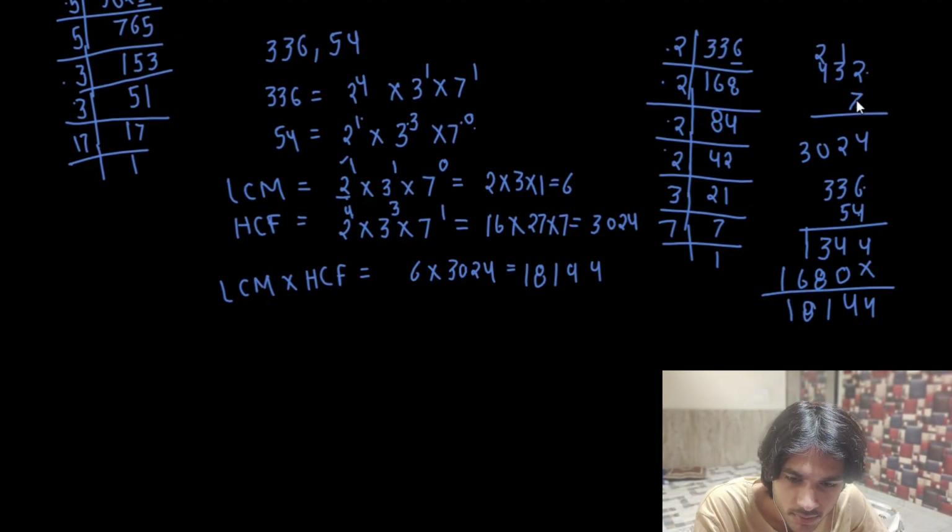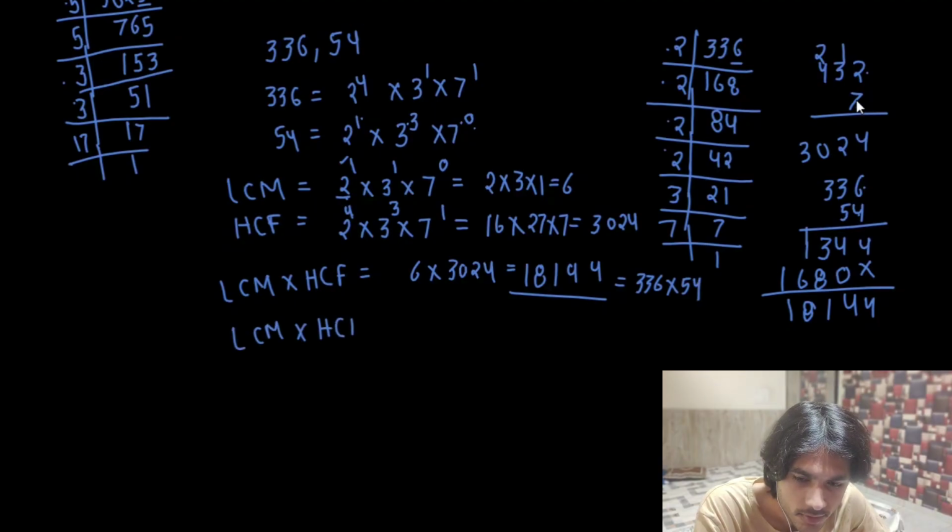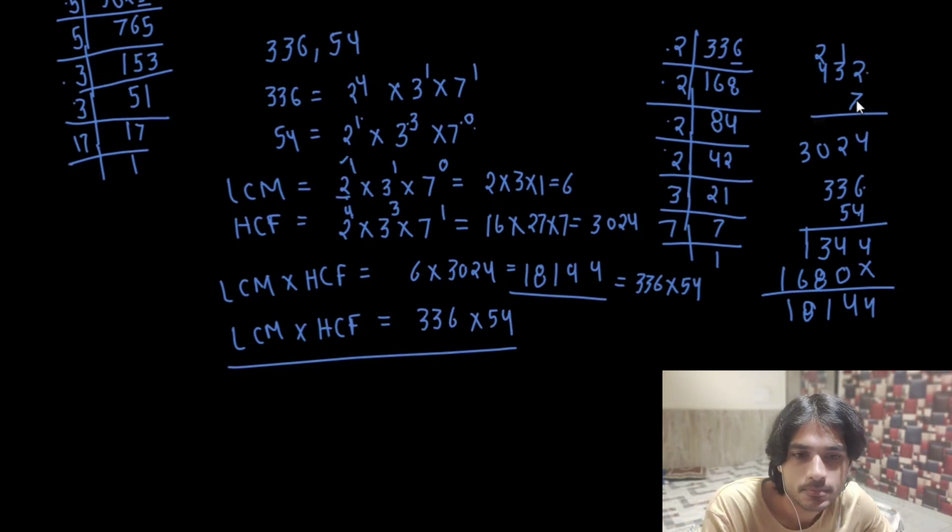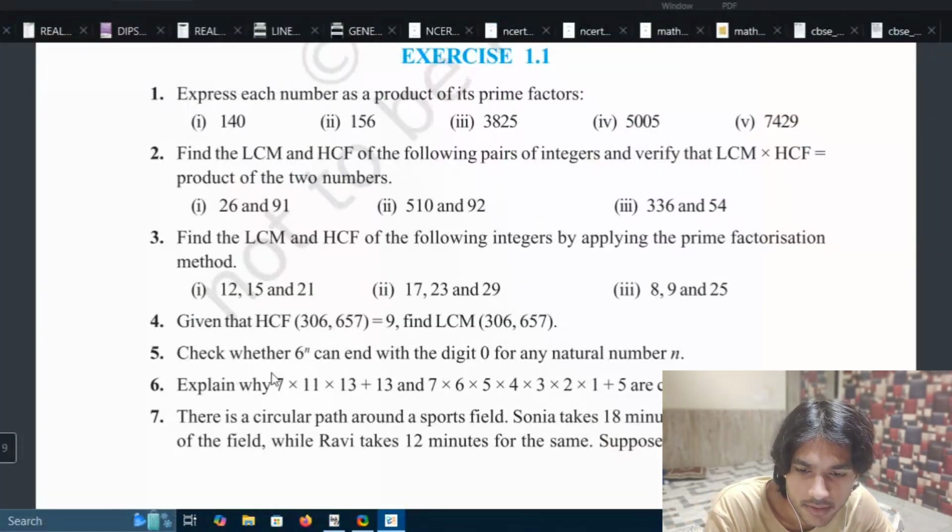So this is LCM multiplied by HCF, and this number is equal to 336 multiplied by 54, right? That means LCM multiplied by HCF is actually equal to the product of the two numbers. Hence, we have verified it. Again, all of these questions are the same. You have to simply find the LCM and HCF, multiply both of the results, and then multiply both of the numbers, and both of them will be equal. You simply have to verify.